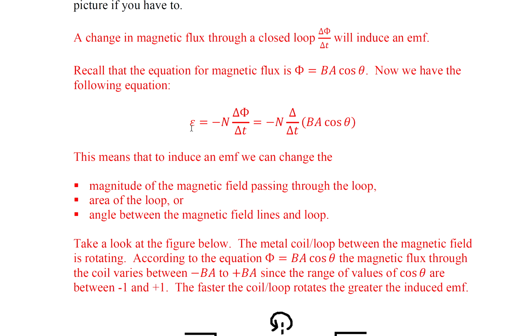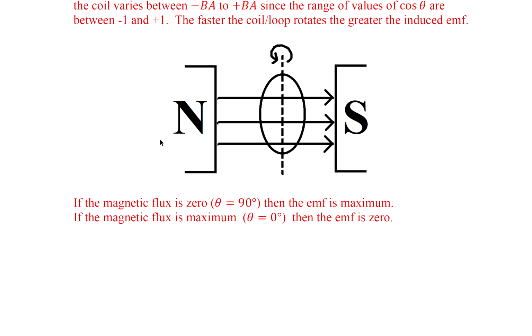So write this equation down and think about what E is going to be if theta is 0 degrees, 45 degrees, and 90 degrees.